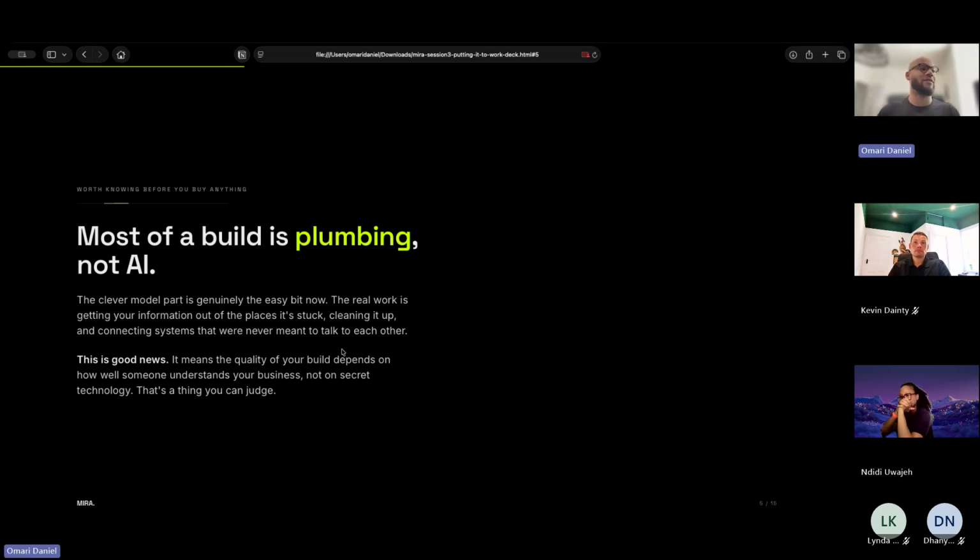So the good news is that this means the quality of the build depends on how well people understand the business, not on secret technology. So it's a thing you can judge. It's something I keep coming back to, but when I speak to businesses, I'm consistently surprised by how little the people with the decision-making power actually understand their own business, because they've never had to. It's siloed. There's usually the money people and the systems people. They need to talk and meet and have a much more intimate relationship when it comes to understanding how data moves in and out of businesses.